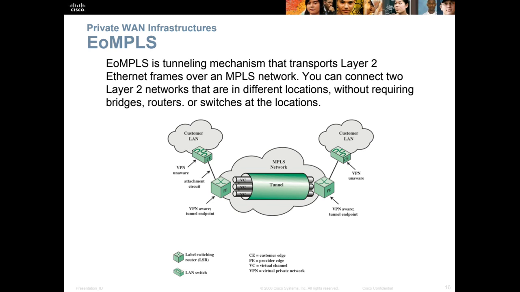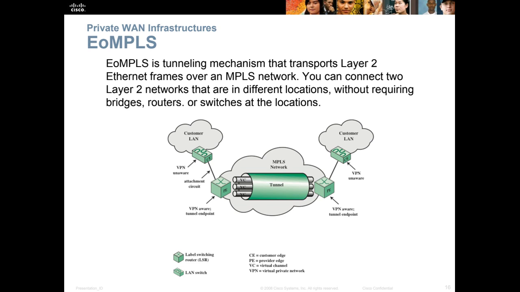EoMPLS is a tunneling mechanism that transports layer 2 Ethernet frames over an MPLS network. Okay? So I have MPLS, but then I have also EoMPLS. Tunneling, so that I can transport layer 2 Ethernet frames over an MPLS network. So you can connect two layer 2 networks that are in different locations without requiring bridges, routers, or switches at the locations. Okay? So these are the advantages of EoMPLS.